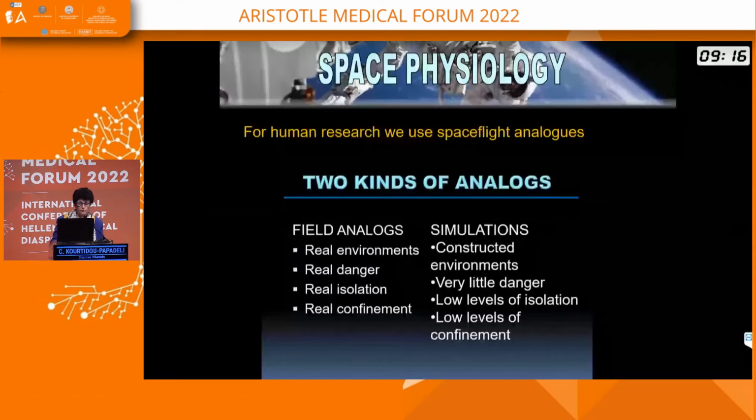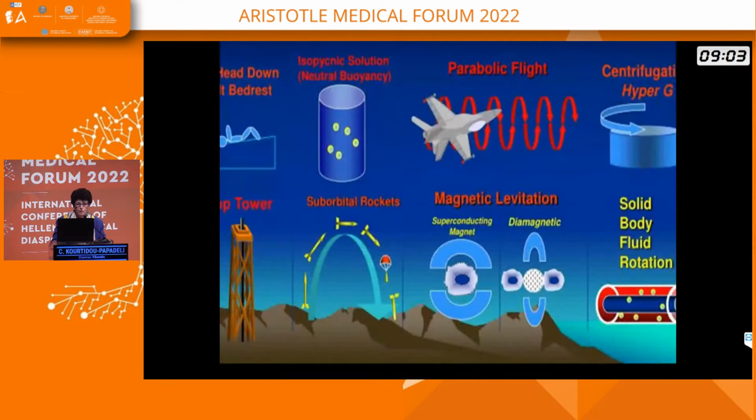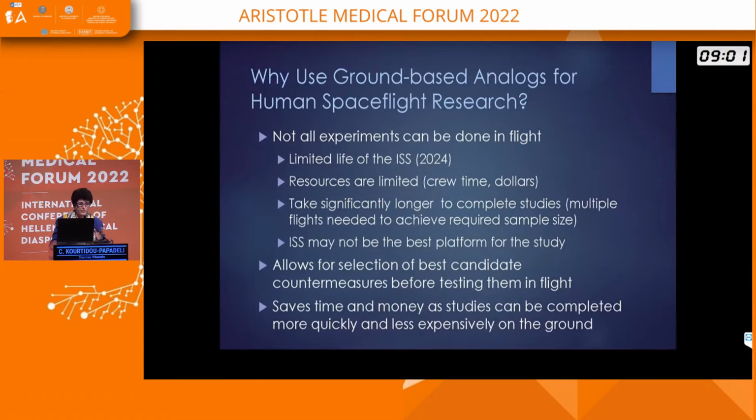So we have two kinds of analog environments. We have the field analogs and we have the simulations. So the field is real environments, danger, isolation, confinement. The simulation is constructed environments. So it's head-down tilt bed rest, we will see about that in a moment. And why we use these ground-based analogs, I just explained.